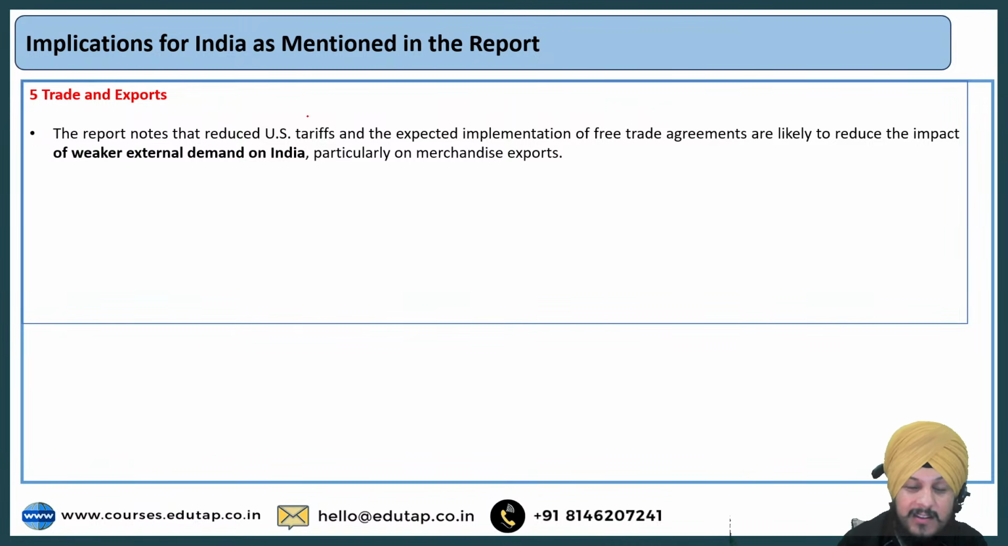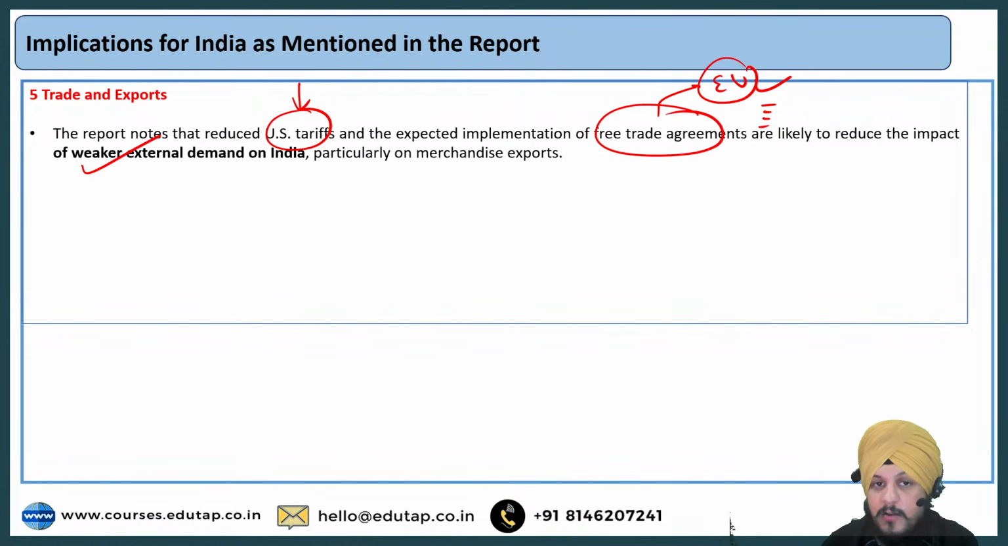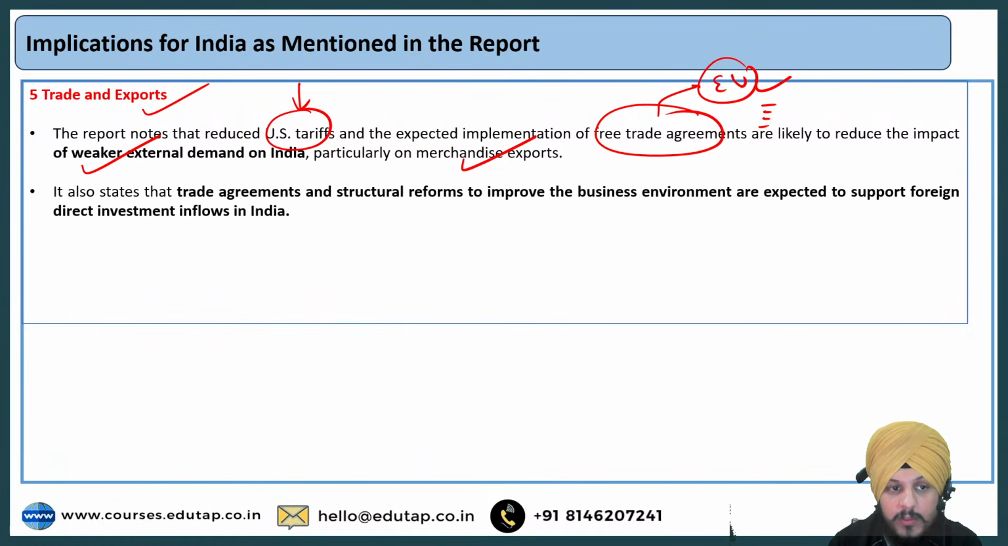So it says that currently the US tariffs are high, but if the US tariffs get reduced in future, and also the free trade agreements that India is planning to sign with different countries, including the EU, the European Union, India has already signed, but with other countries also India is planning free trade agreements. These types of agreements can help reduce the impact of weaker external demand, where India can utilize this opportunity to boost its exports. So the exports can get increased, and that can help India with respect to trade.